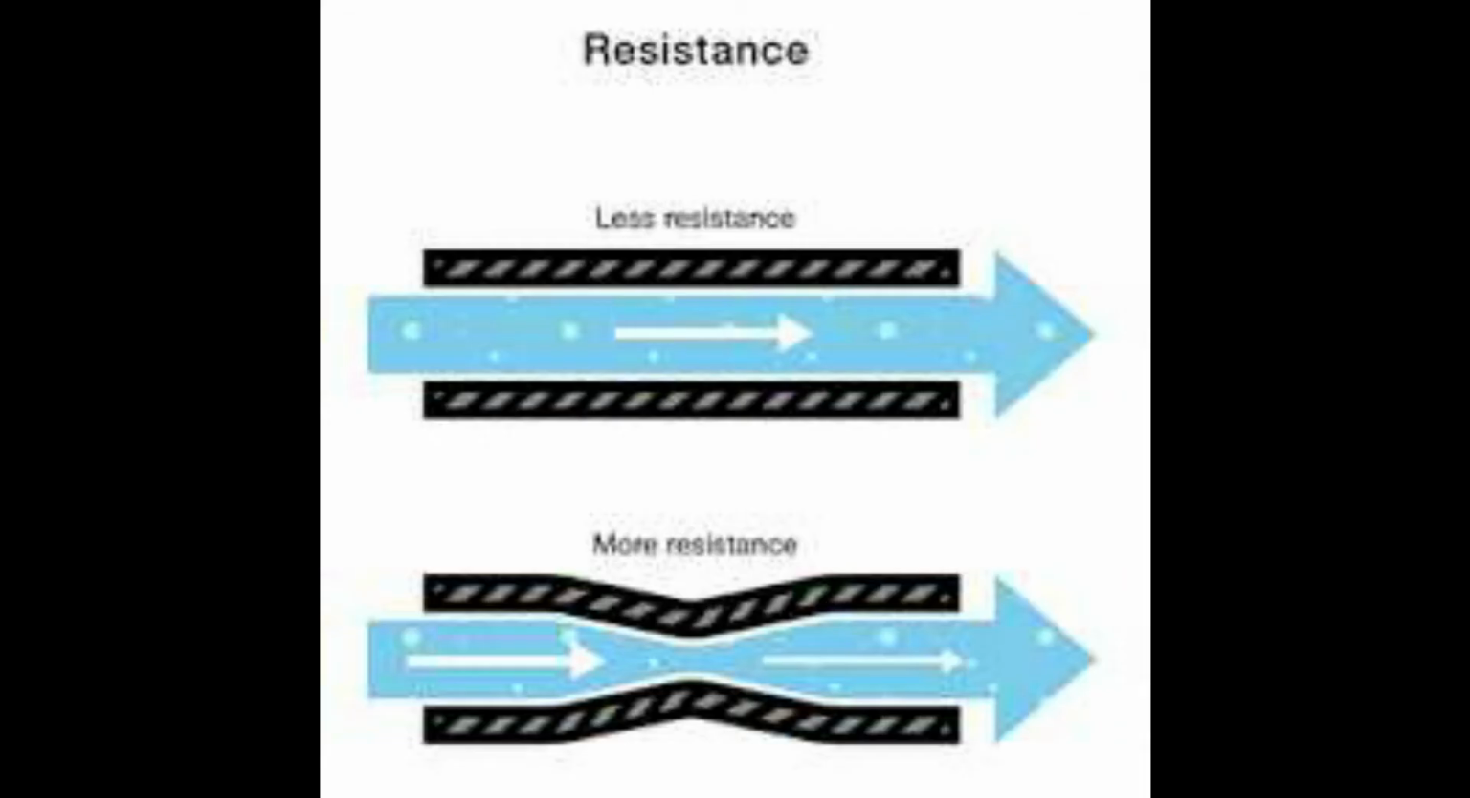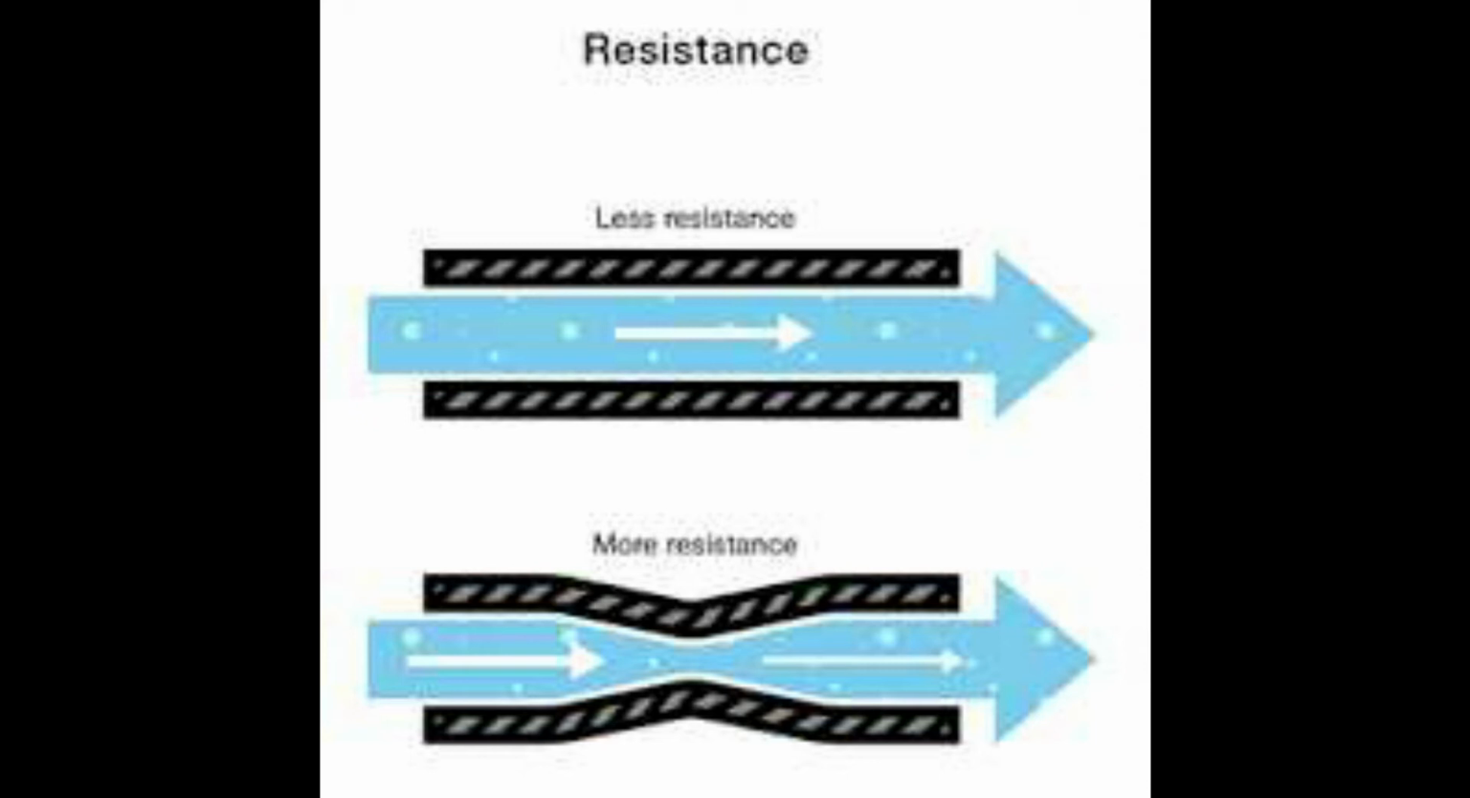The next thing is resistance. It is defined as the property of a conductor that opposes the flow of an electrical current. It is represented by the symbol R and it is measured in ohms, where R is equal to rho L by A, where rho is the resistivity in ohm per meter, L is the length of the conductor in meters, and A is the area of cross section in meter square.